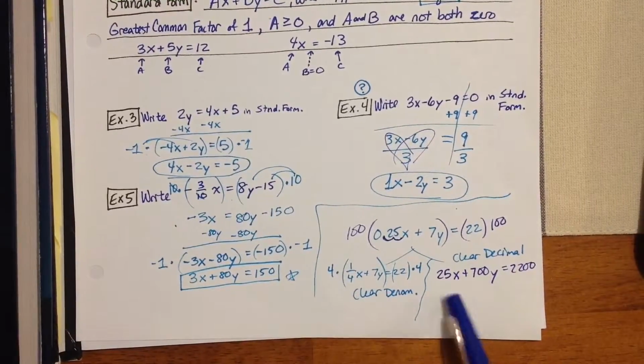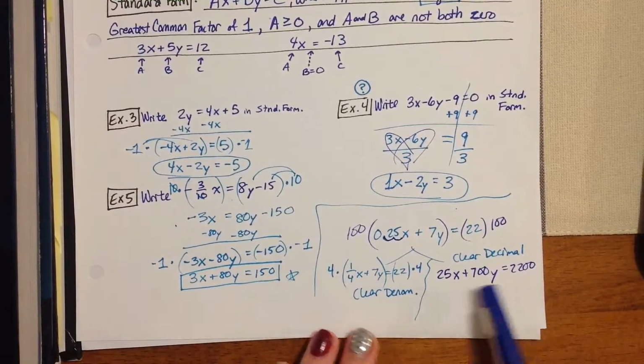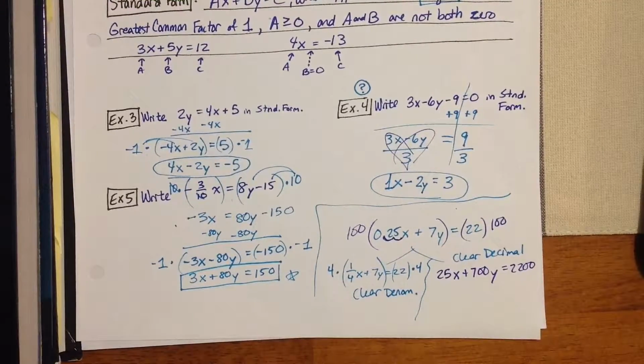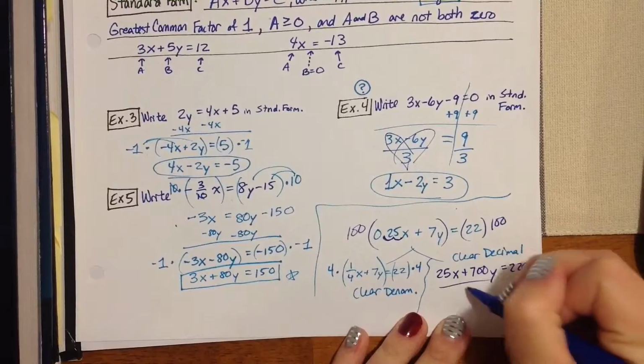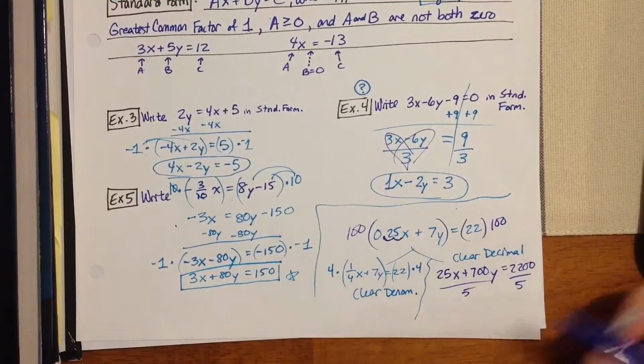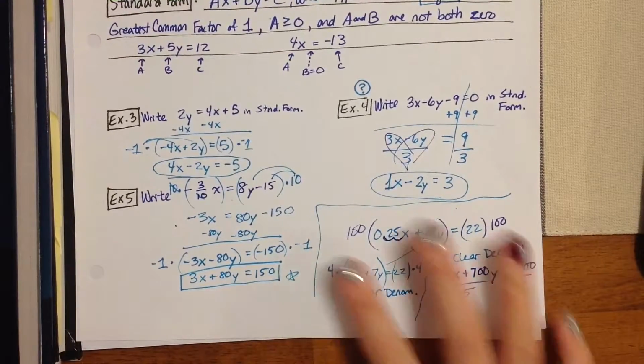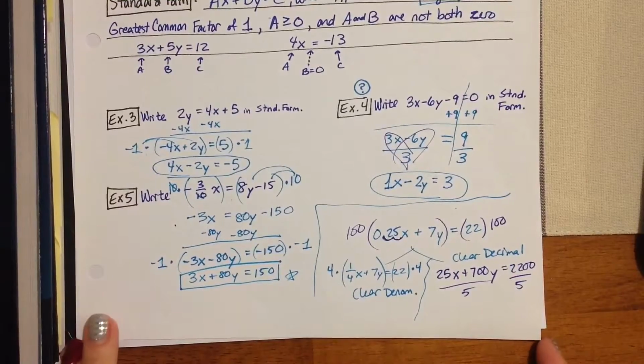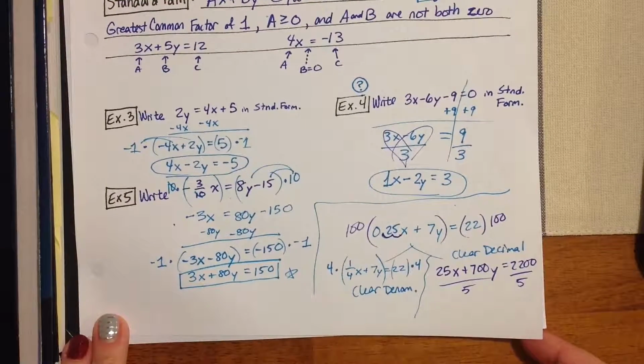So I might need to divide by 5, at least to start. I don't know if they have anything farther than that in common, but I could divide by 5 on both sides and see what I get from there. So I'm not going to finish that example. That's just a quick thing to show you how to deal with the decimals.